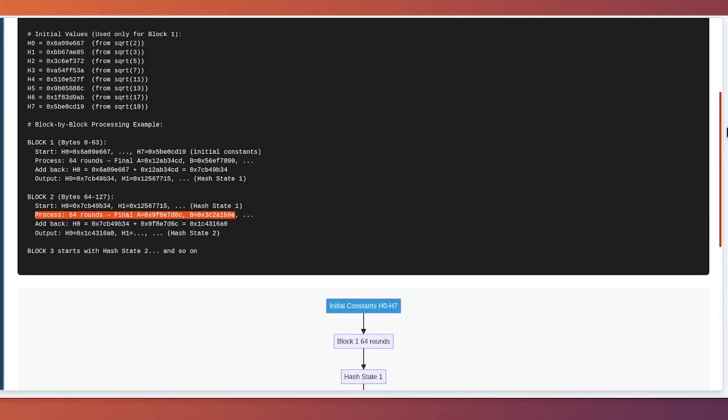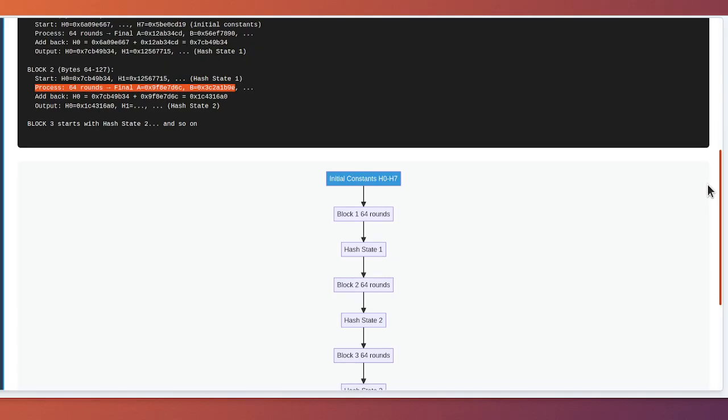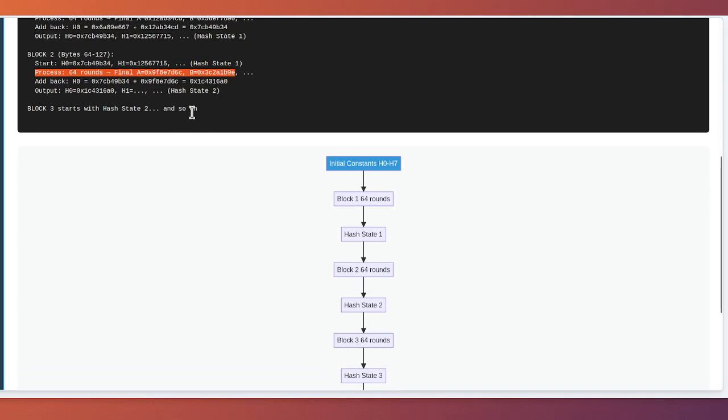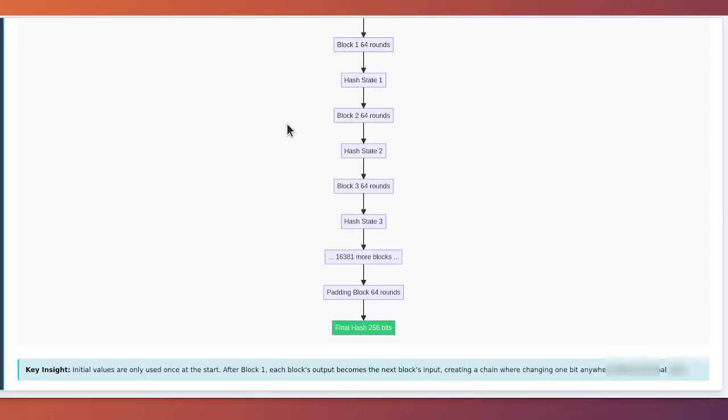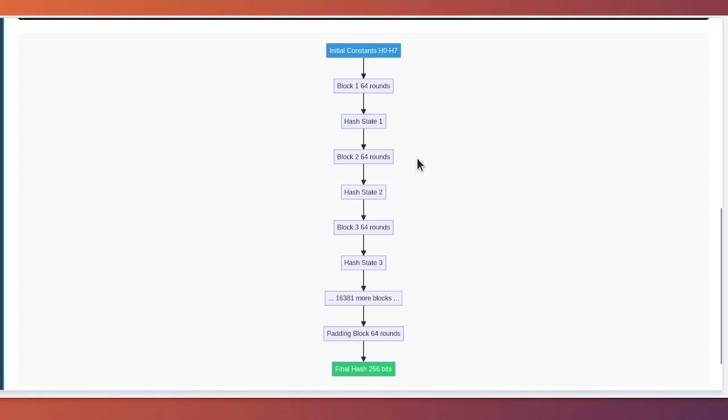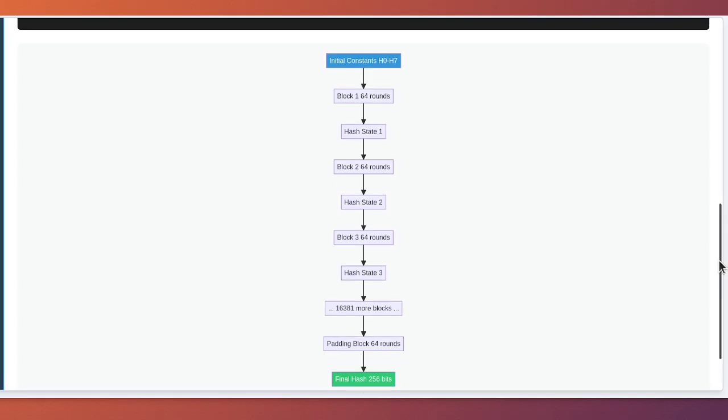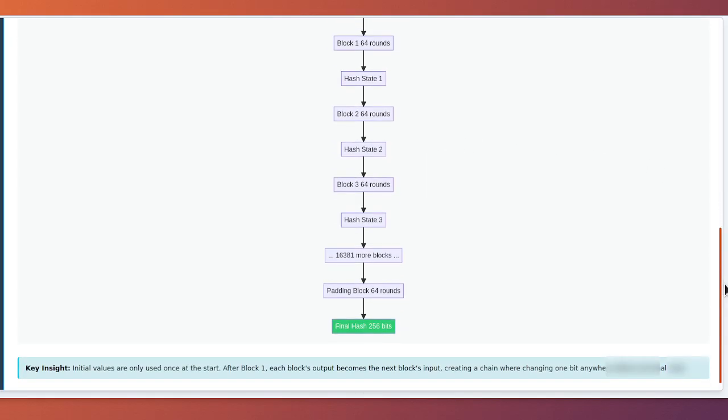Step 4 is processing block 3. We read bytes 128 through 191. Parse and expand. Initialize working variables A through H to H02 through H72, the output from block 2. Run 64 rounds with block 3's data. Add the final working values back to H02 through H72 that we started with. Get H03 through H73.